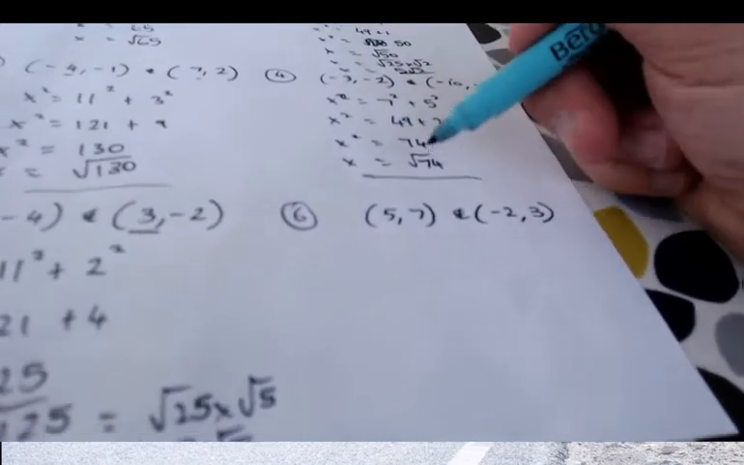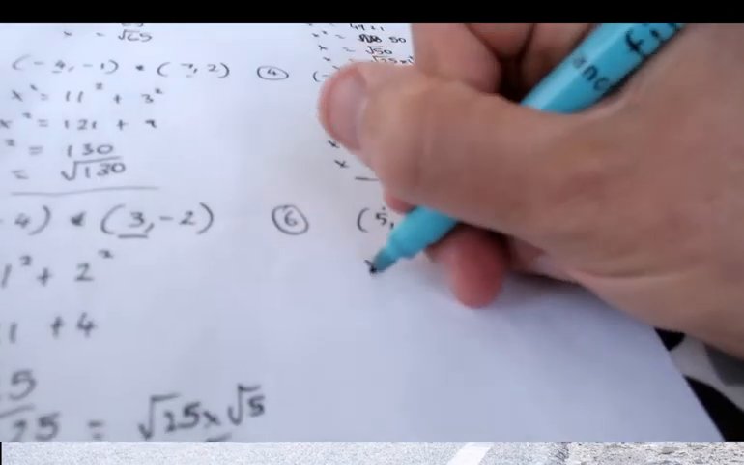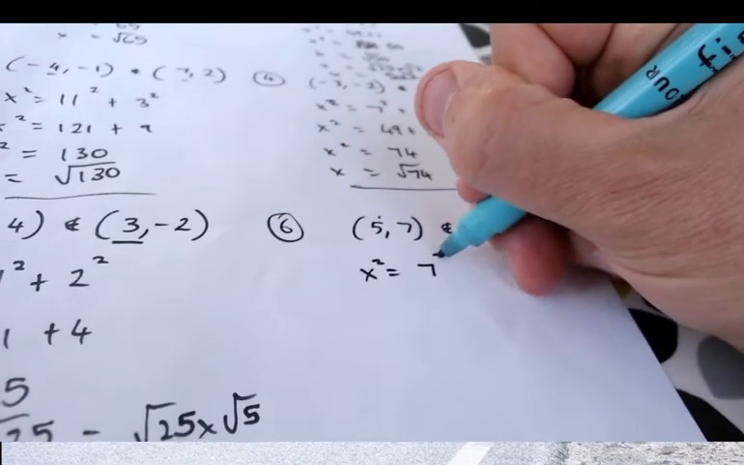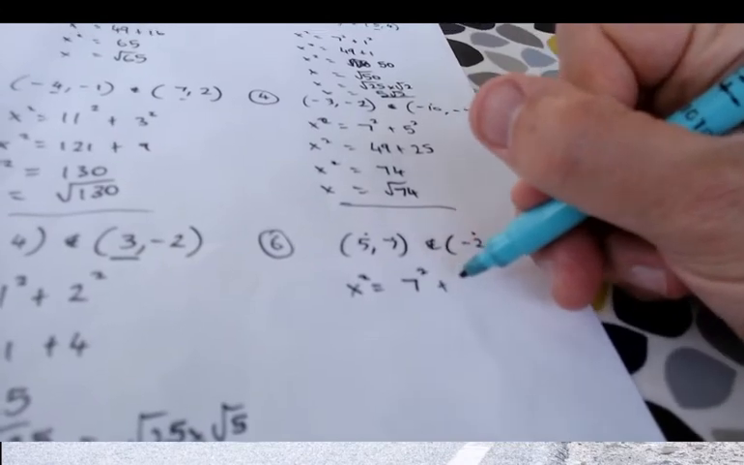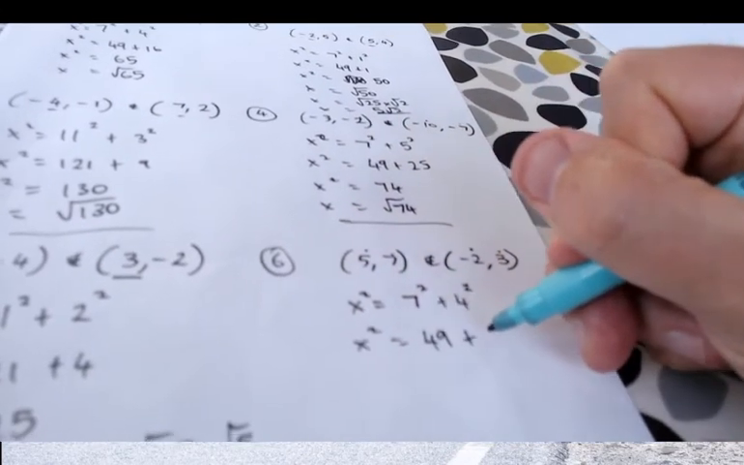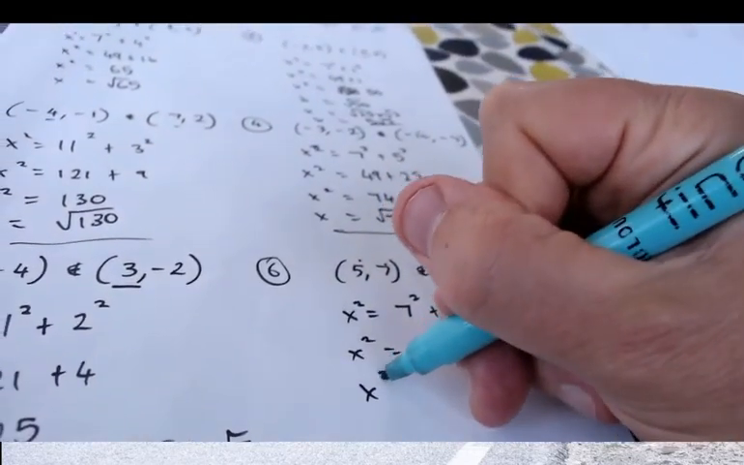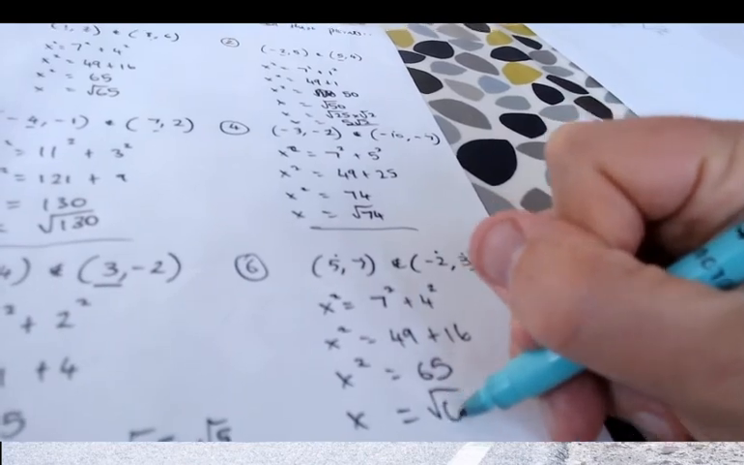Last question. 5 going all the way to minus 2, that's a gap of 7. Got loads of 7s in this exercise. 7 going to 3, that's a gap of 4. Square my numbers. 49 add 16, which gives me 65, which will give me the square root of 65.